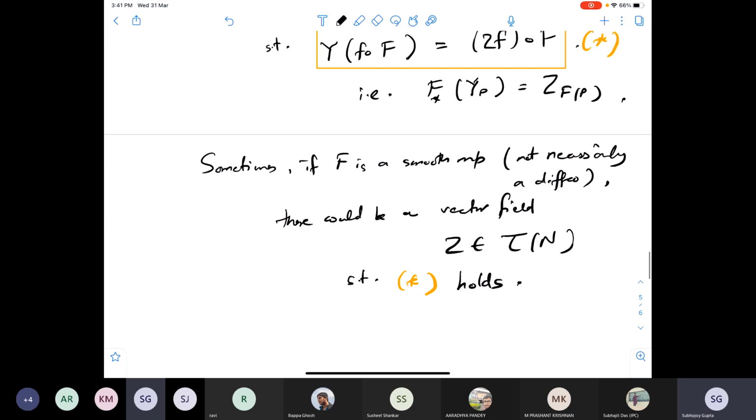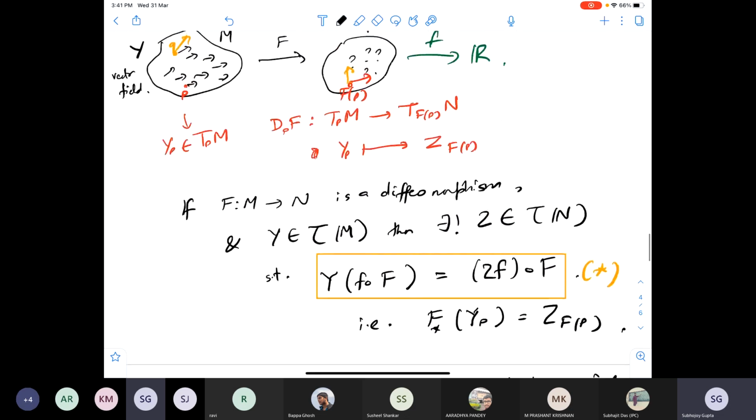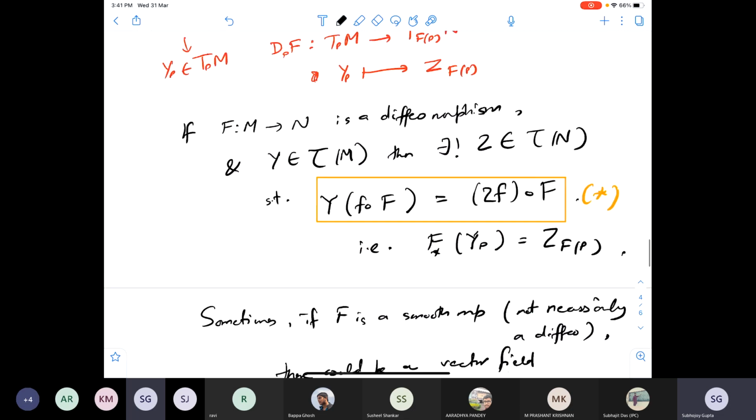And so whenever there is this ambiguity, somehow your map F is such that the derivative maps the vectors at these two points P and Q to that same vector, and so you don't have trouble defining this as a push forward.